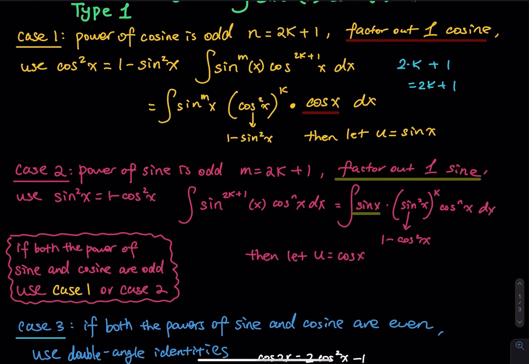Again, you double up a number and then you add 1 to it. So m is always odd there. In this case, you factor out 1 sine. All right, and then you will have to use the fundamental identity: sine square is equal to 1 minus cosine square.